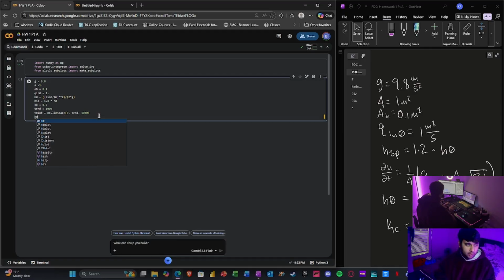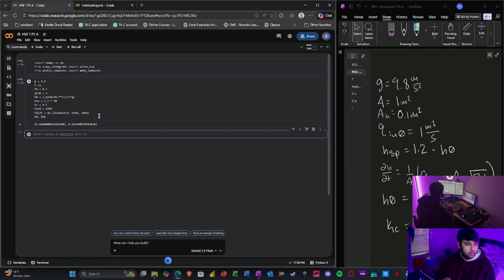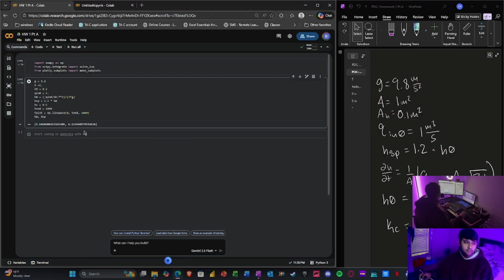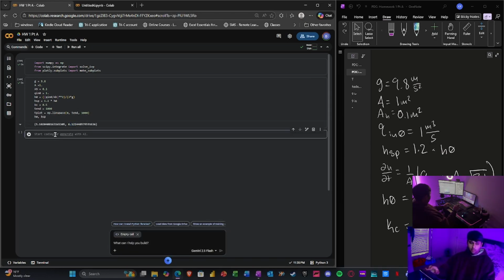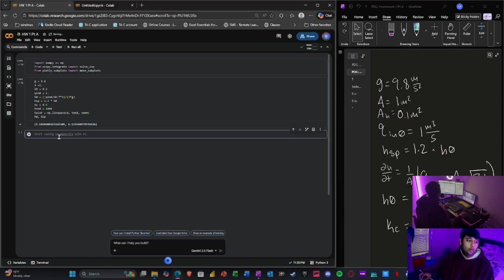And then before I move on, let's just check what our initial and HSP points are. So 5.102 is our steady state height, and HSP is basically our target. So when we look at our plot, I'll show you here in a bit, this is what we're hopefully going to achieve.